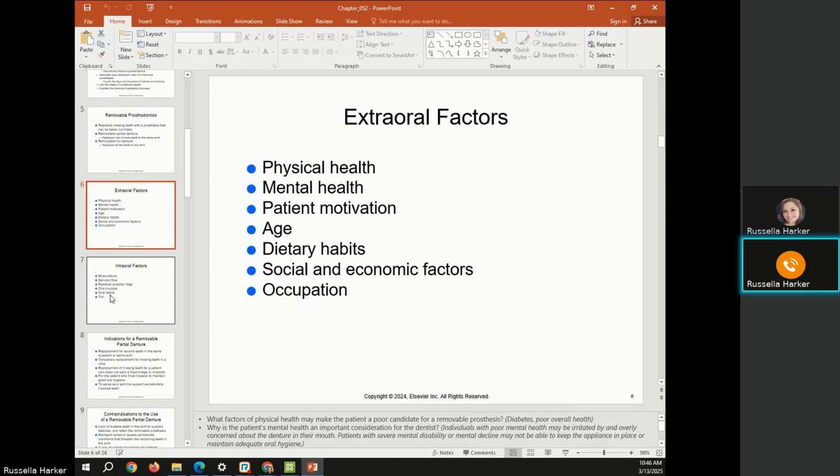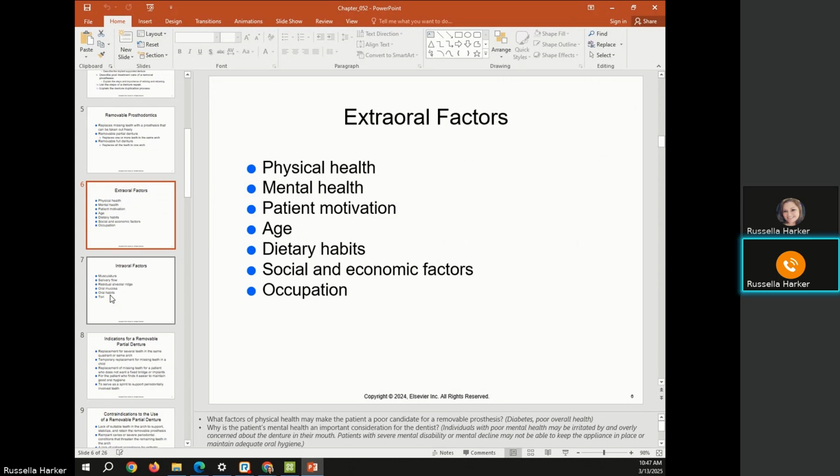Dietary habits, what kind of things are they eating? Are they grinding? What kind of diets do they have? Social and economic factors and their occupation. So some people may have an occupation where they're in front of a lot of other people and may be very self-conscious about how they look and what their smile is like, and they may not like the looks of the partial denture, like the clasps and things like that.